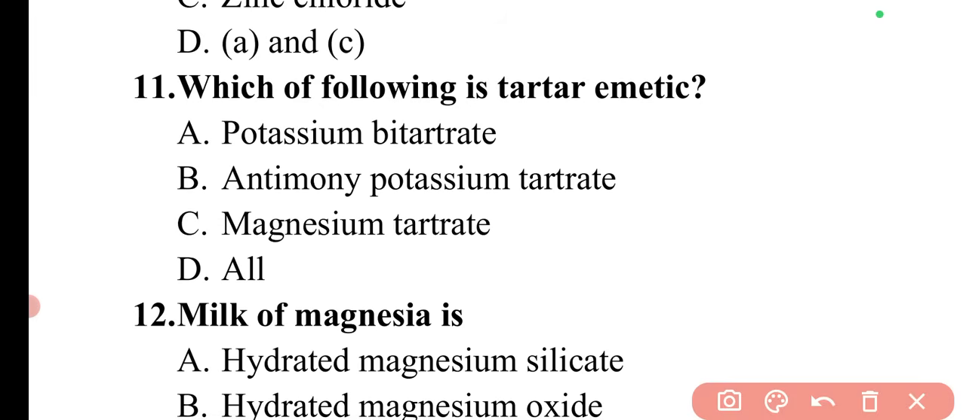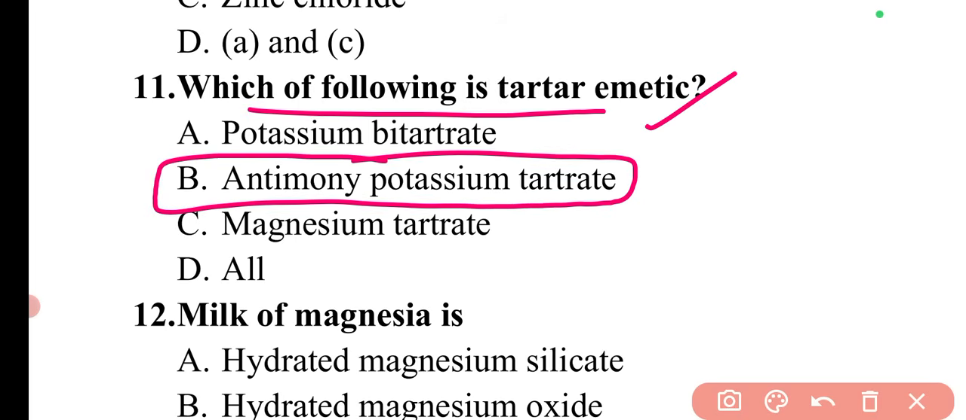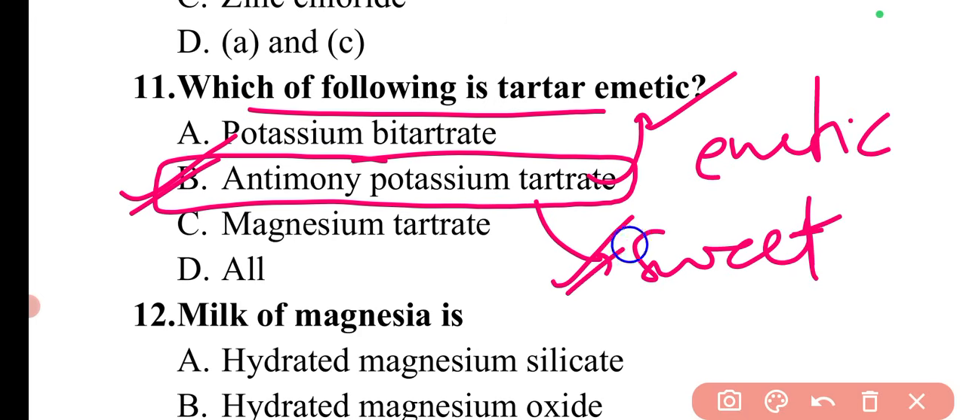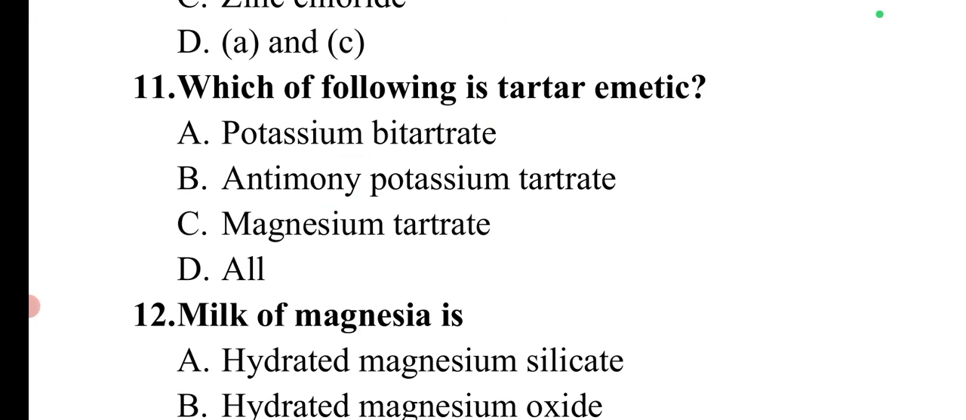Next question is, which of the following is tartar emetic? Among these compounds, tartar emetic is antimony potassium tartrate. It is used as tartar emetic, the use is simply as an emetic, and it has a sweet taste. This question has been asked often. So here option B is correct.